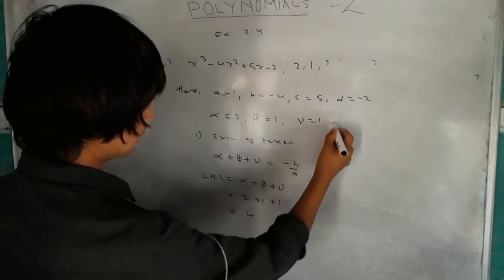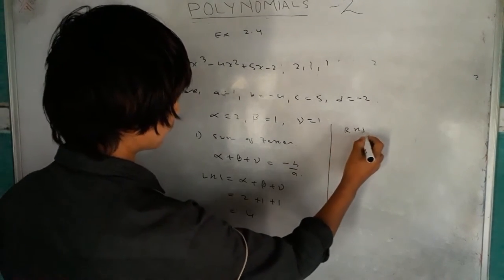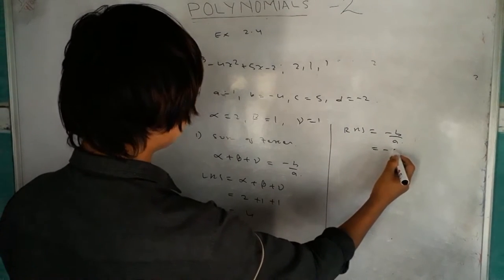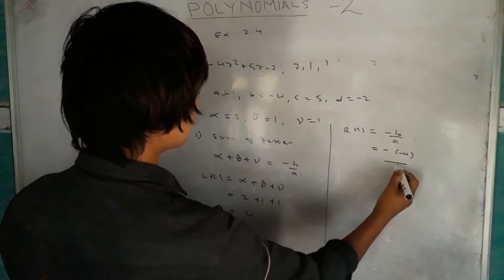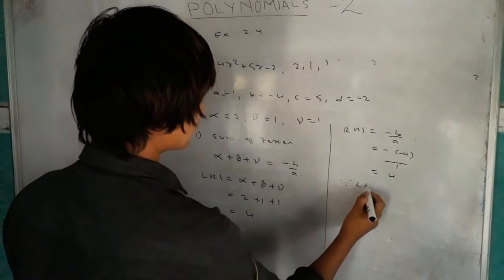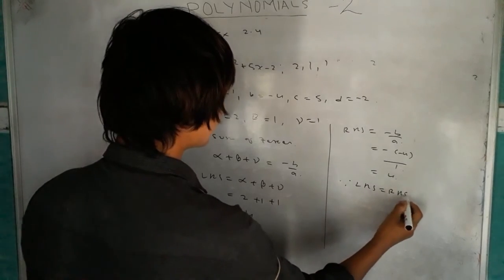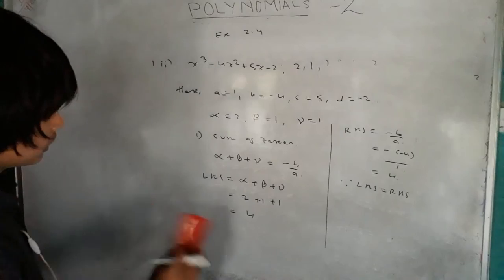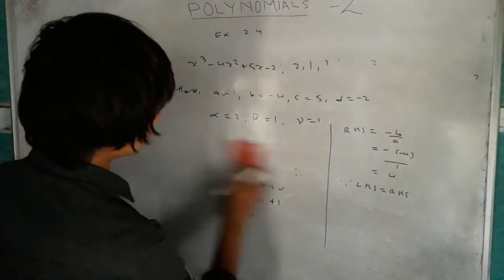So right hand side equals minus b by a. What is b? B is minus 4. What is a? A is 1. Means minus into minus, plus 4. Since LHS equals RHS, hence verified. Sum of zeros done.